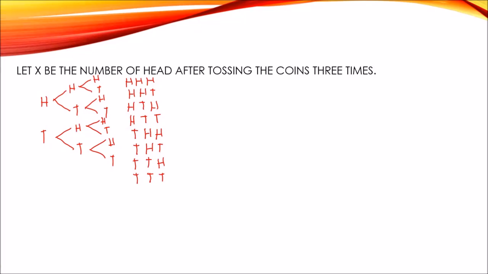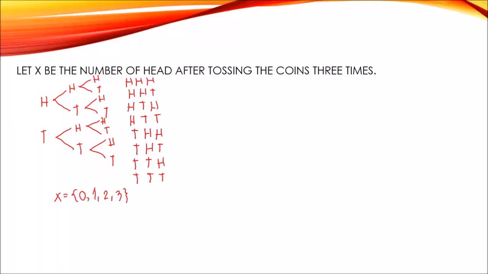Now, if we do the experiment, I have already discussed in my previous video that we have a random variable here. Our random variable X takes the values 0, 1, 2, and 3. We have 0 since there is a possible combination with no head appearing in our experiment. That is all tails.